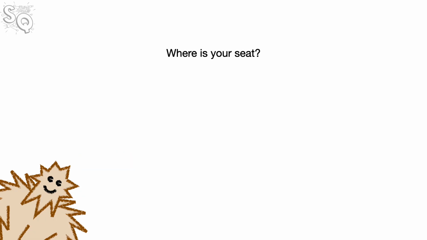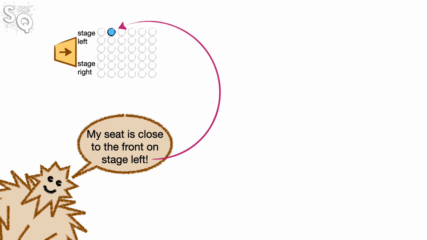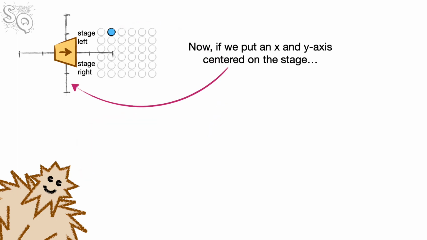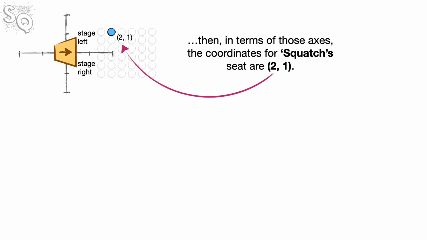Yes. Where is your seat? My seat is close to the front on stage left. Now, if we put an X and Y axis centered on the stage, then, in terms of those axes, the coordinates for Squatch's seat are 2, 1.